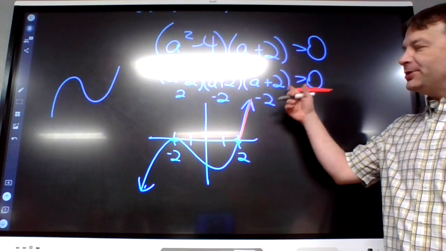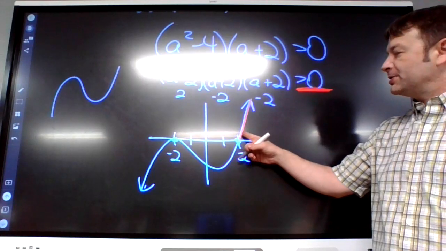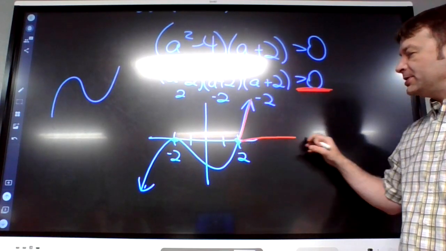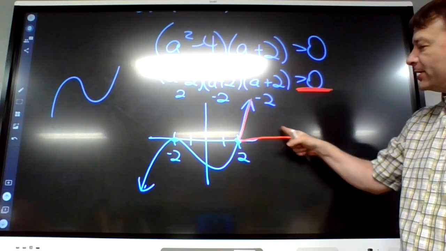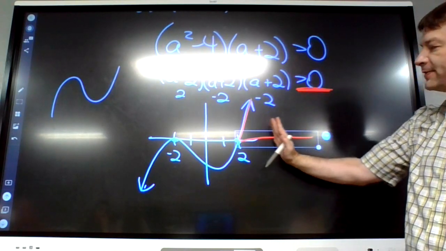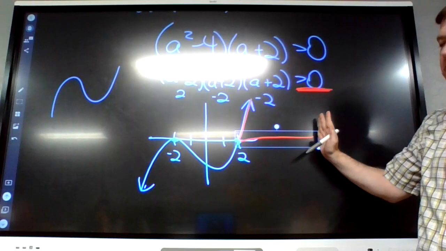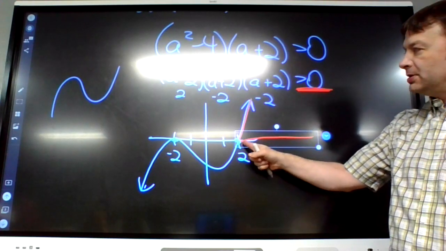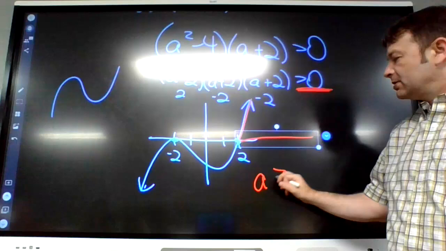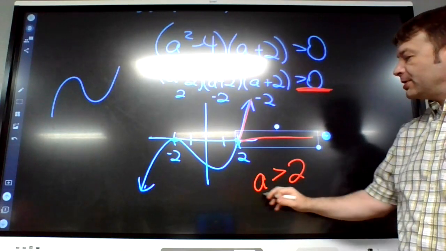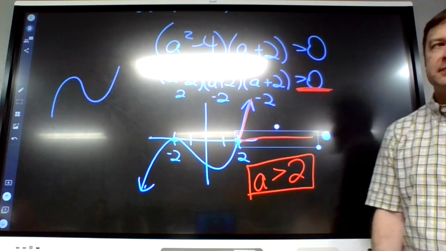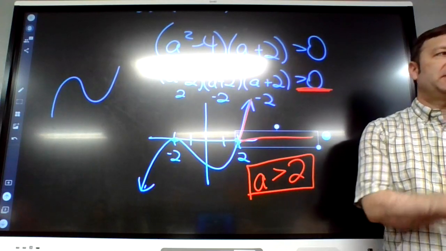Okay, what x values make the function greater than 0? Well, it'd be all these x values because if I plug in like 5, the function's up here, 6, the function's up here. So all these x values make the function positive. So x, or I guess a value, is greater than 2 makes the function positive. Does that make sense?